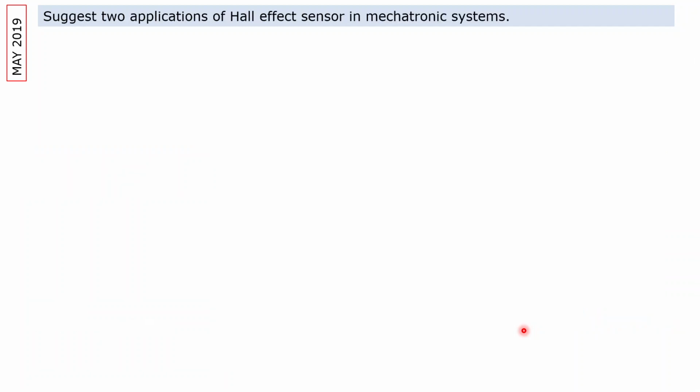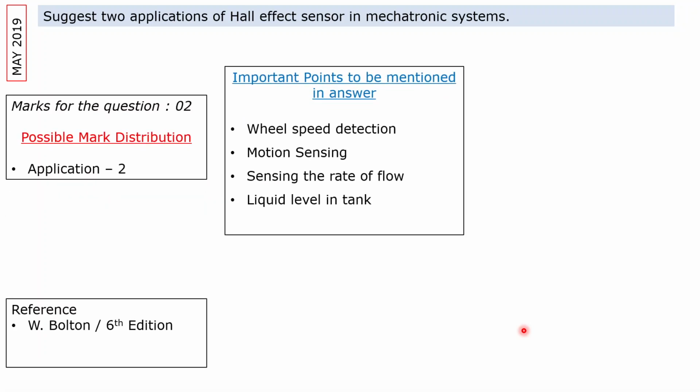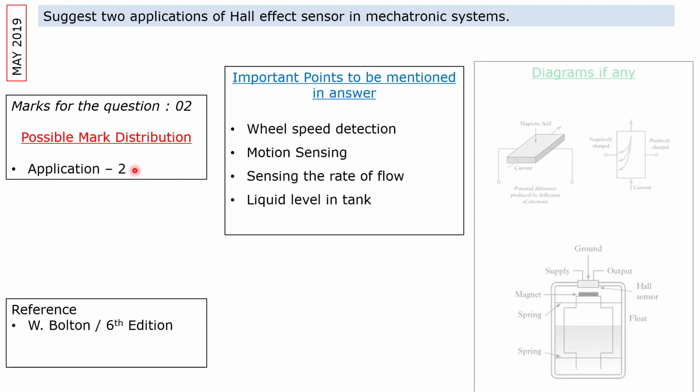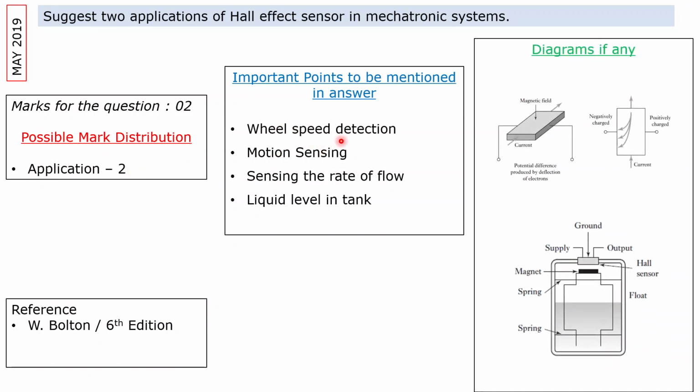Now the next question is: suggest 2 applications of Hall effect sensor in a mechatronic system. You need to mention 2 applications. The question carries 2 marks. If you mention 2 applications, you will get 2 marks. The examples are wheel speed detection, motion sensing, sensing the rate of flow, and liquid leveling in a tank. For measuring these things, you can use the Hall effect sensor.